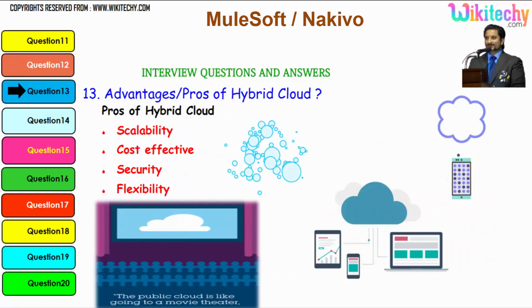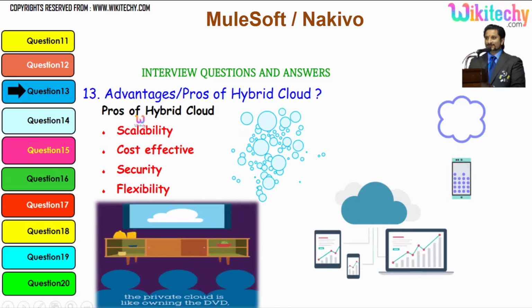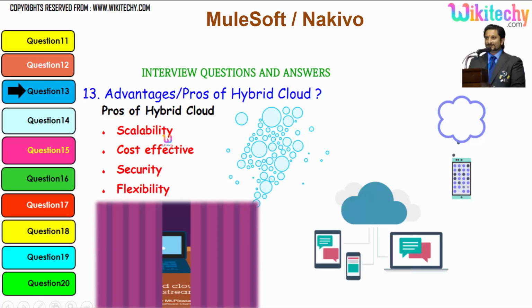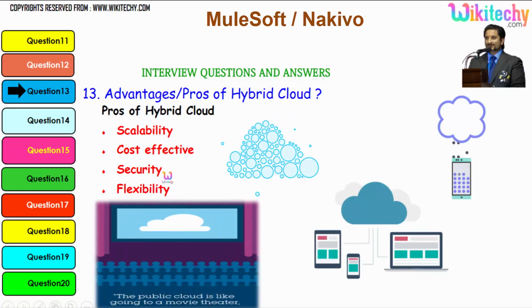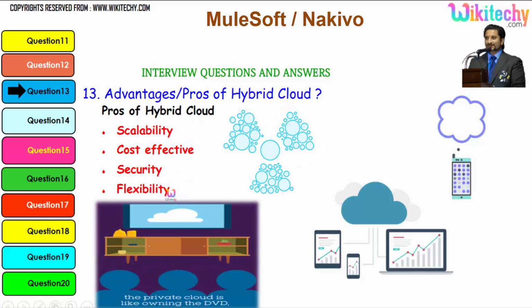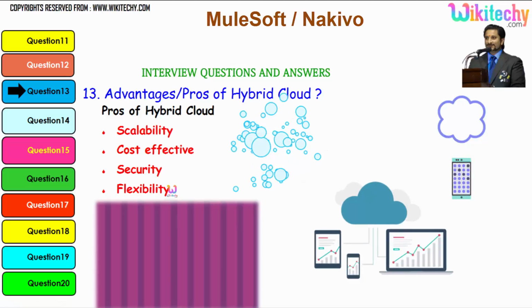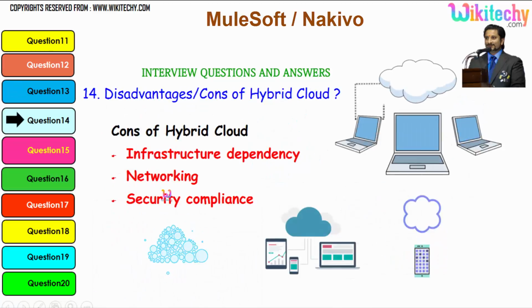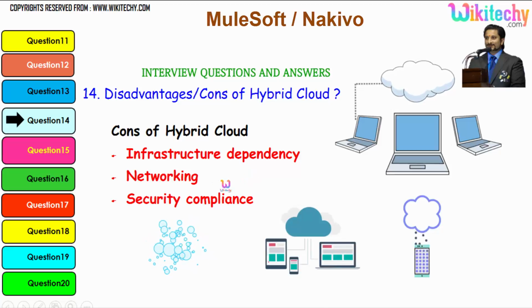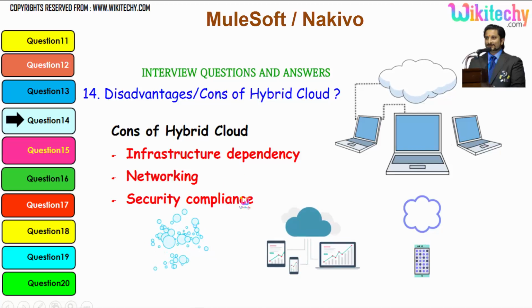If we talk about the pros and cons, or advantages, of a hybrid cloud, it's scalability. You can extend it as much as you can, it's cost effective, secure, and you get more flexibility. These are the major advantages of hybrid clouds. If we talk about the disadvantages, it's majorly infrastructure dependencies.